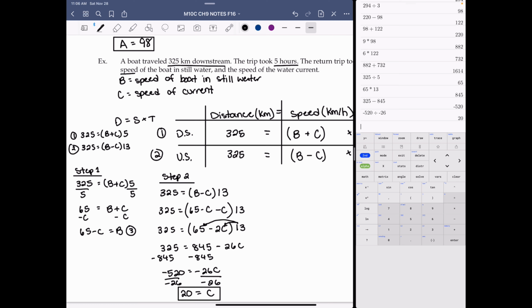Next we need to solve for B. We have that C is 20. We can plug that into any of our equations, 1, 2, or 3 to solve for B. Equation 3 is already isolated for B, so that would be the easiest. We'd have B equals 65 minus C. B equals 65 minus 20. So B equals 45.